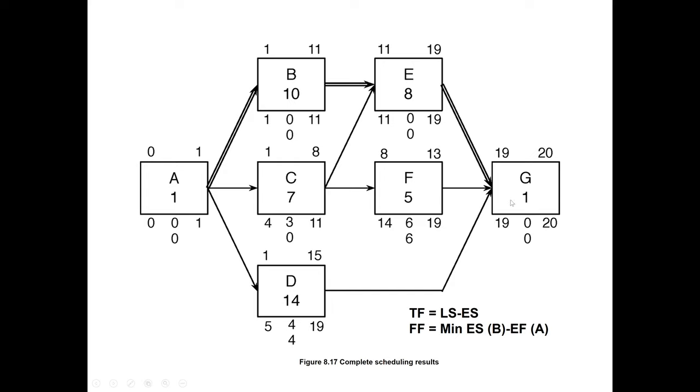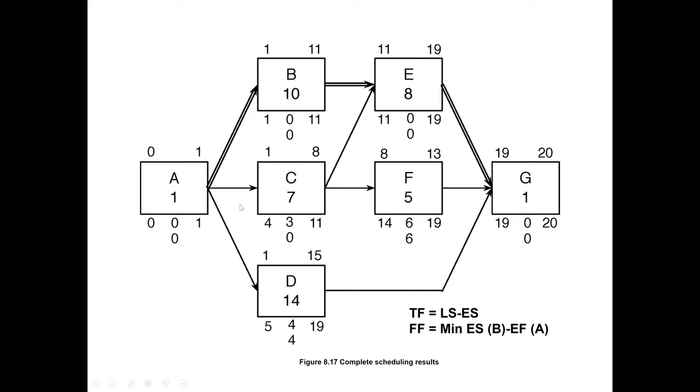For the last activity, we just use the project duration. 20 minus 20 is 0. For the last activity, it is the project duration minus the early finish time. Project duration is 20 and early finish time is also 20. So 20 minus 20 is zero. So this gives us the free float.